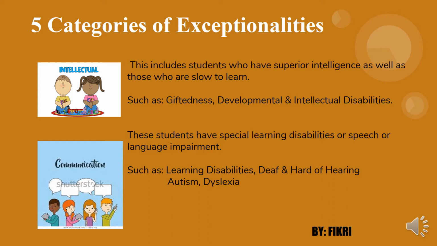Okay, firstly, intellectual. What is intellectual? This includes students who have superior intelligence as well as those who are slow to learn, such as giftedness, developmental, and intellectual disability. Second, communication. These students have special learning disability or speech or language impairment, such as learning disability, deaf and hard of hearing, autism, and dyslexia.